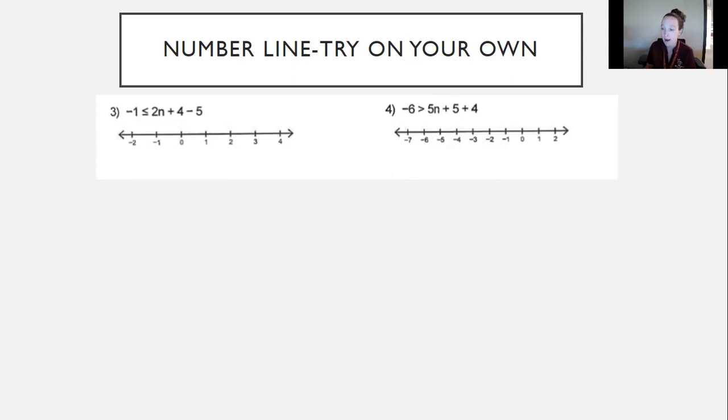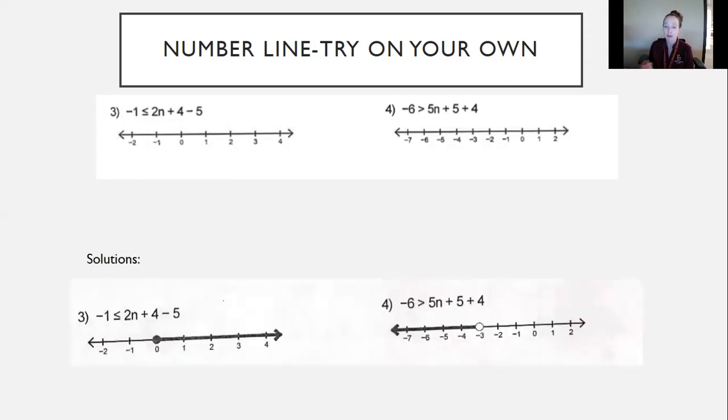All right, welcome back. You were given the task of trying 3 and 4 on your own. Let's see if you got them right. Okay, the solutions should look like that. You should have a filled in dot at 0 pointing to the right for number 3, and number 4, it's an open circle at -3 pointing to the left. Okay. If you didn't get those correct and you're still confused, come see me or Mr. Hogsett.